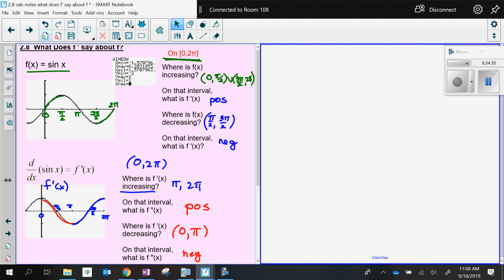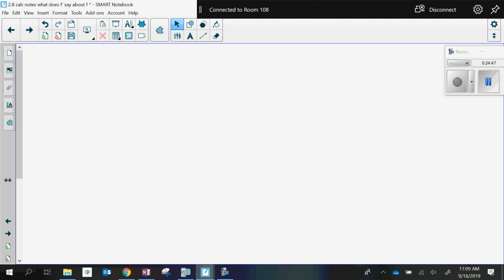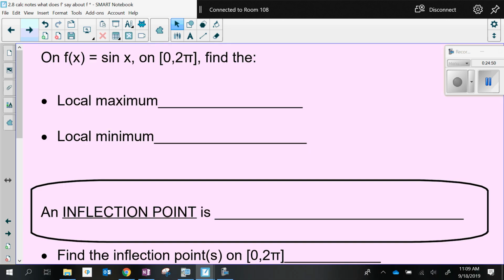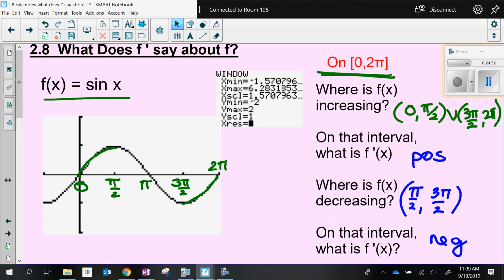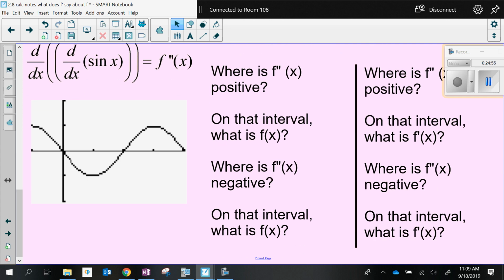Negative is this part underneath the x-axis right here, which we said was pi over 2 to 3 pi over 2. So the graph does verify. All right, one more thing. Let's look at F double prime. You won't recognize that one, but if you thought about it, you could. This is the graph of F double prime. Where is F double prime positive? I said it's in there twice.